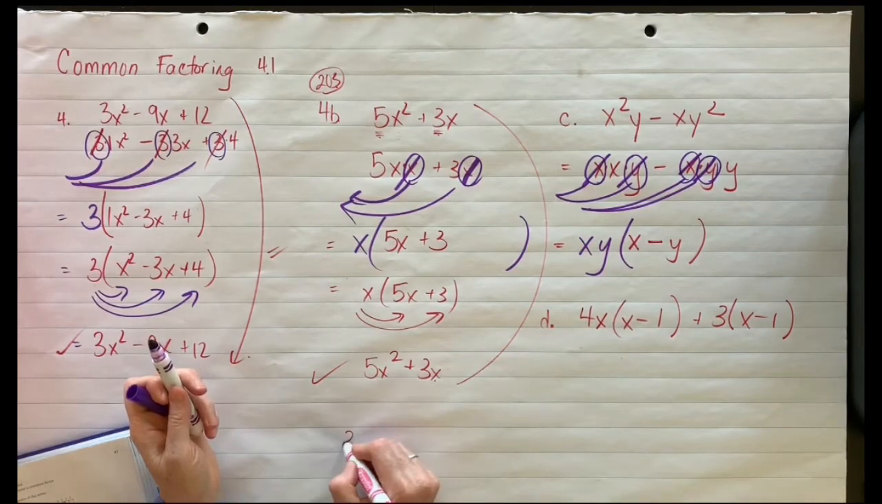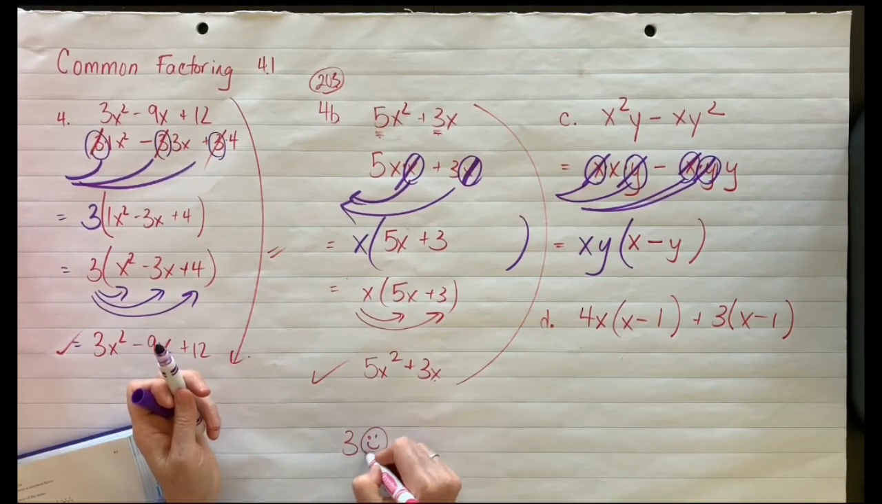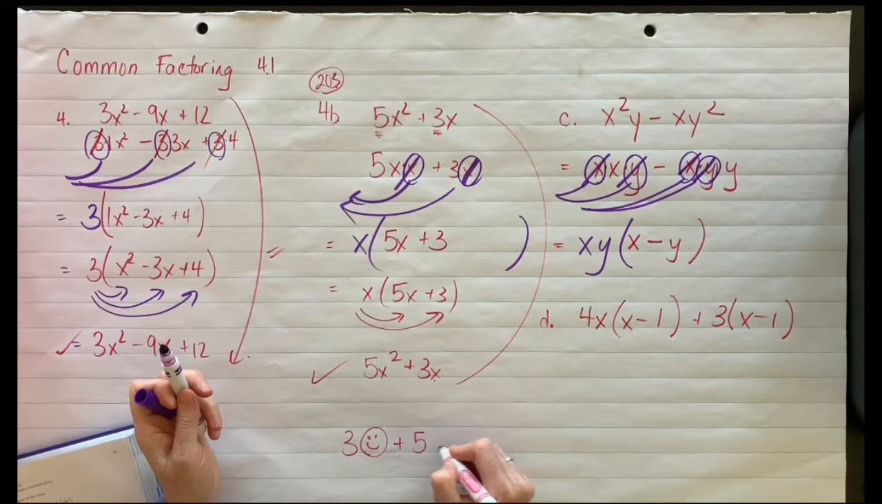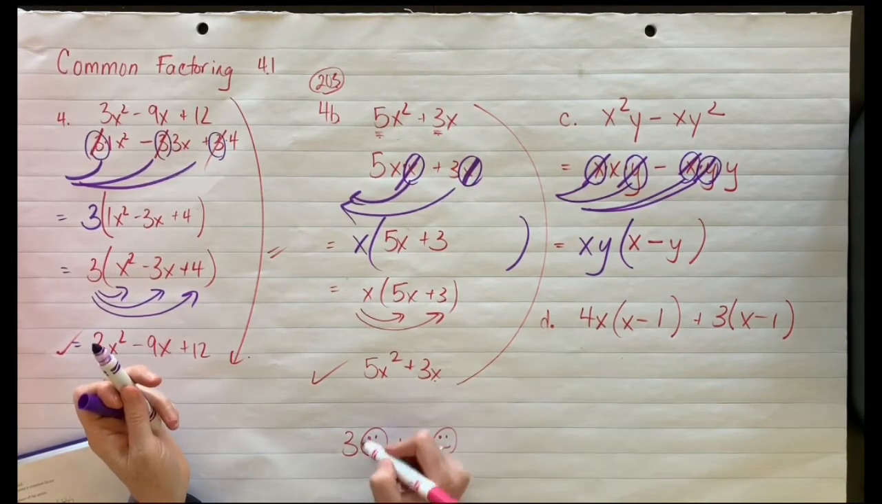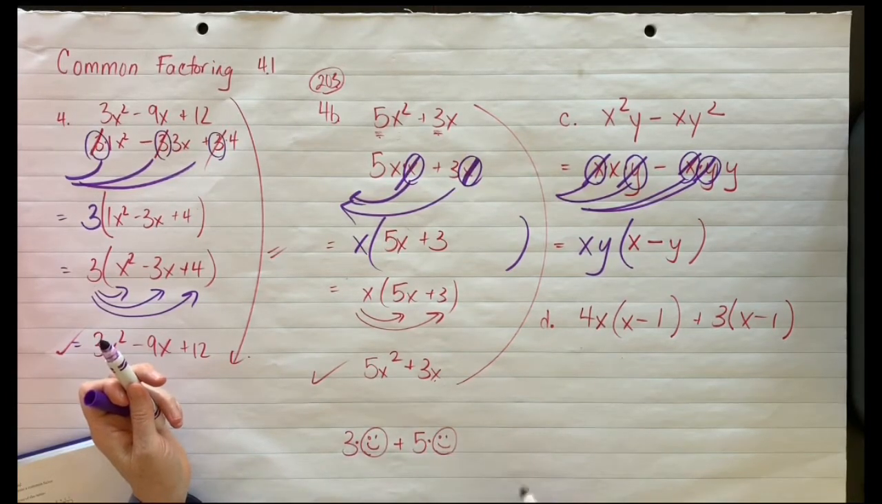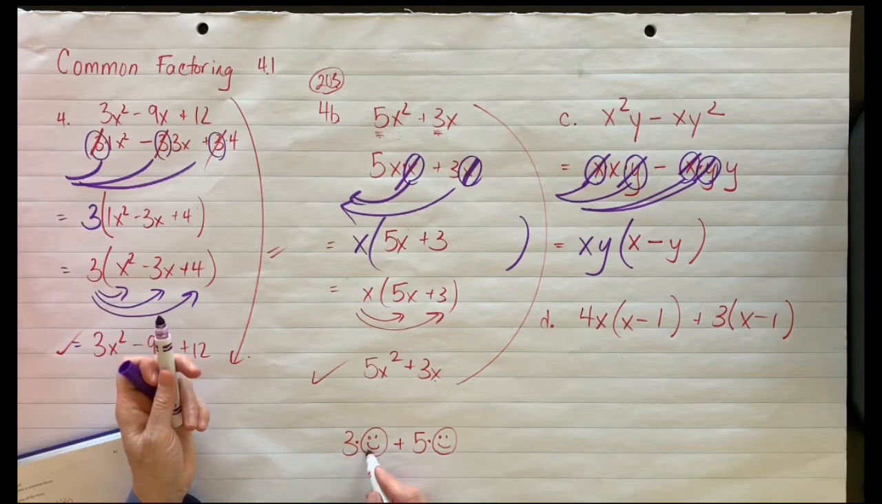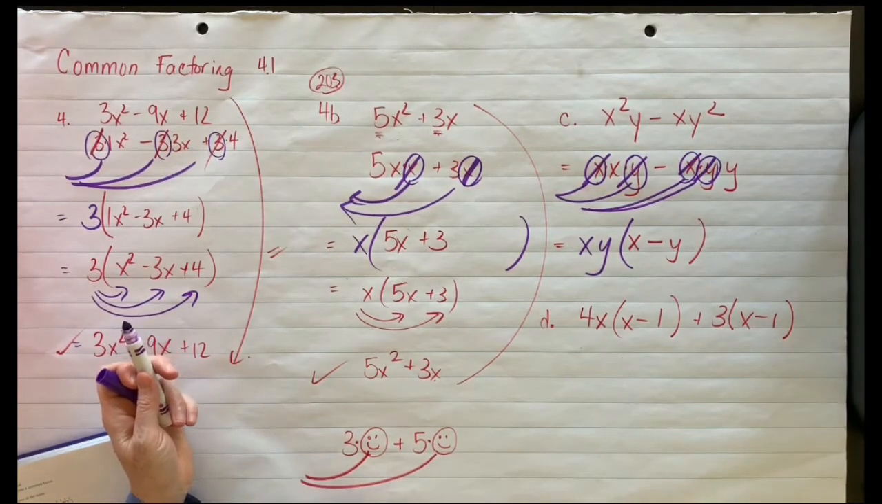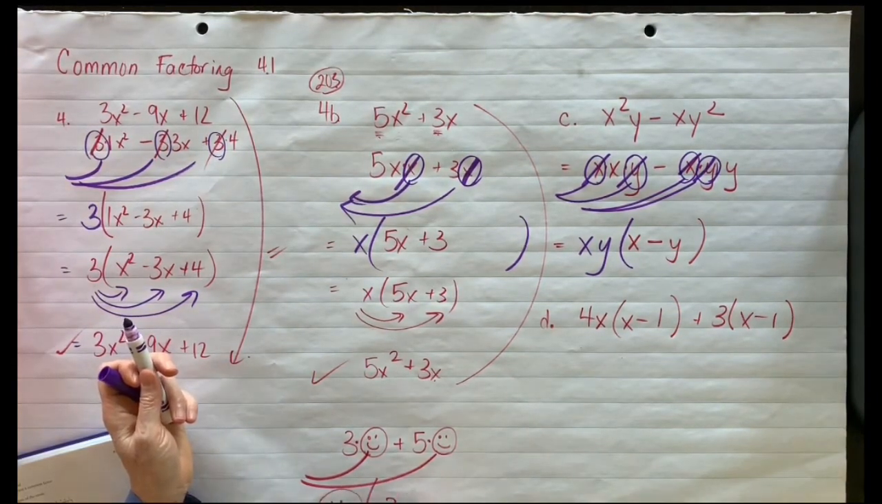If I said to you I had 3 happy faces plus 5 happy faces, and I asked you what is multiplied, what is the common factor? The only thing that would be the same to those would be happy face. Happy face can be a factor. I could pull a happy face out, and what I would be left with is 3 plus 5.